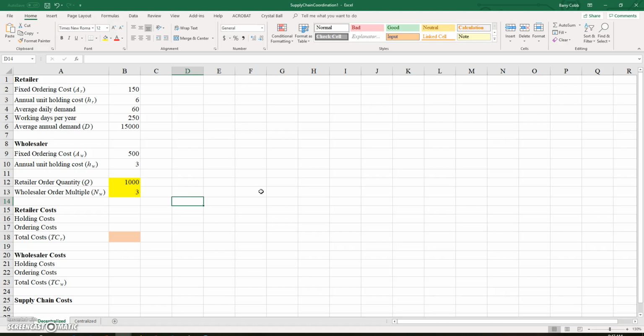The cost assumptions for the retailer and wholesaler are displayed, and those include the fixed ordering cost, the annual unit holding cost, and the average daily demand. The average daily demand in this problem is 60. The working days per year is assumed to be 250. So the average annual demand is 60 times 250, which equals 15,000.